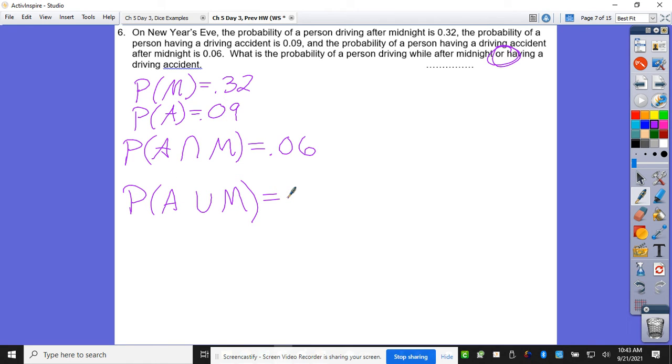Well, when I'm dealing with or, I have to know whether the two things are what? Overlapping. Are these overlapping? Yeah. So my equation is what? It's the probability of either one, minus the probability of A and M.